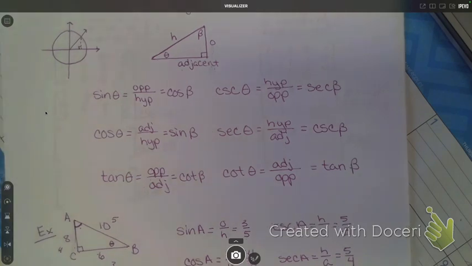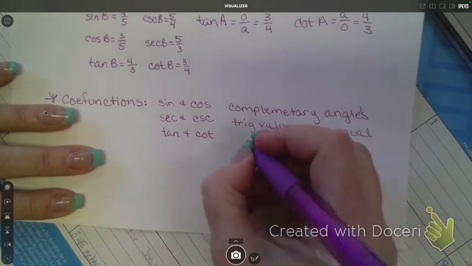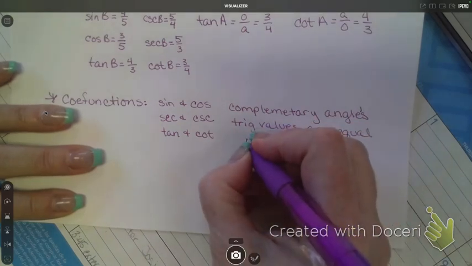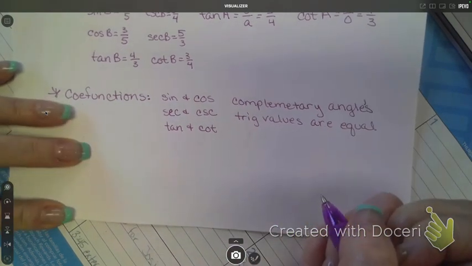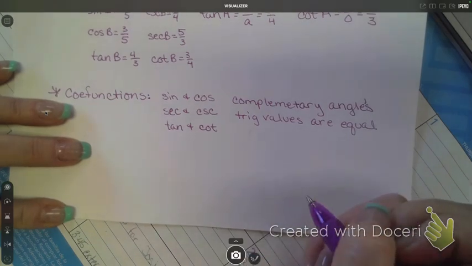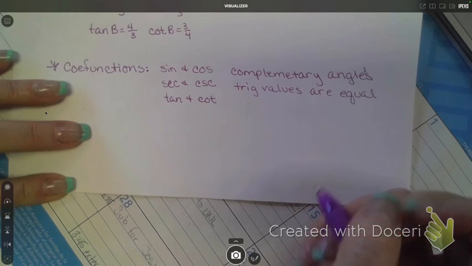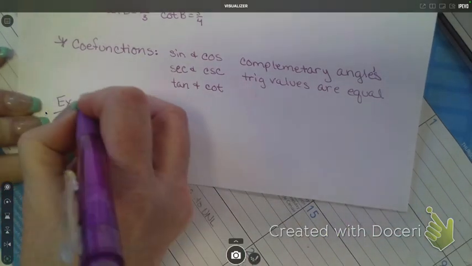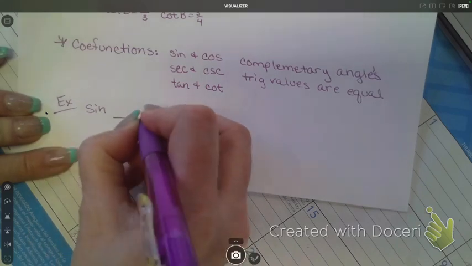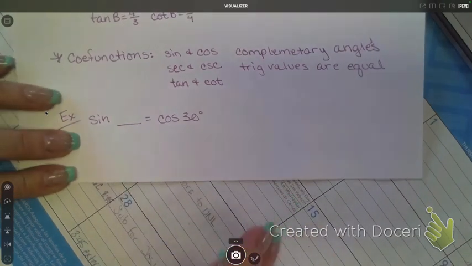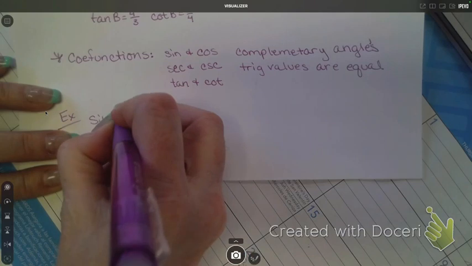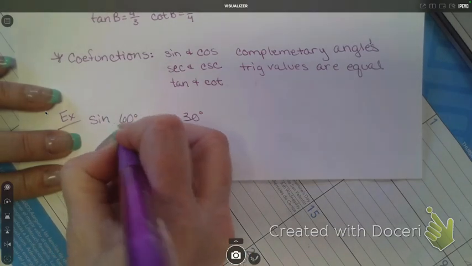Okay, so examples of that. The sine of what is equal to the cosine of 30? 60. Because you did 90 minus 30.